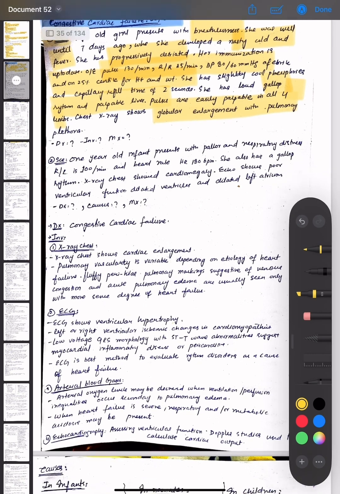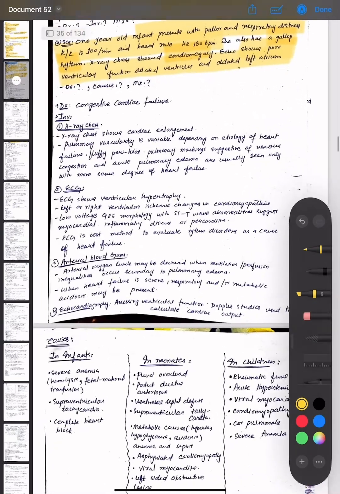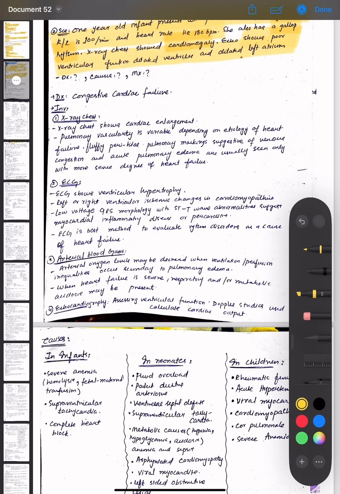Another scenario is a 1-year-old infant who presents with pallor and respiratory distress, respiratory rate 100 per minute, and heart rate 180 beats per minute. She also has a gallop rhythm. X-ray chest shows cardiomegaly. Echo shows poor ventricular function, dilated ventricles, and a dilated left atrium. So, what is the diagnosis, the investigations, the causes, and then the management options?